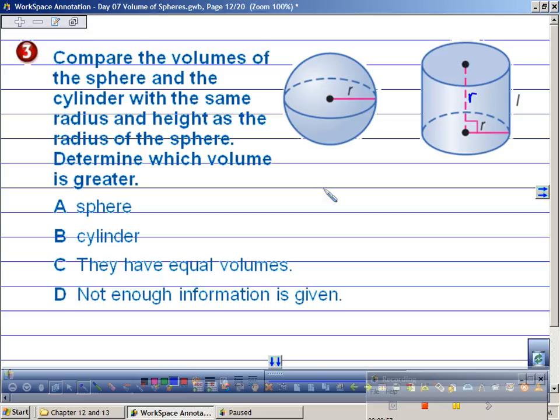Okay, I'm going to do it. What's the volume of a sphere? A third of 4 pi r squared times r. What's the volume of a cylinder? It's not a third. It's just base times height, which is pi r squared times r.